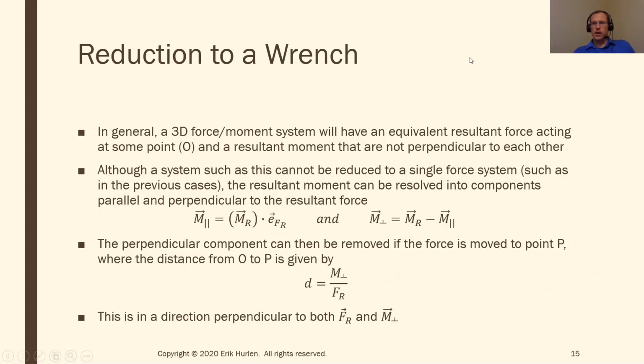And then the last thing is reduction to a wrench. If you have a general three-dimensional system, not necessarily coplanar, not necessarily parallel, not necessarily any of those special cases, we can't specifically break it down into just one single force. Before, I could take all my forces, turn them into a force and a moment, and then turn that into a single force. For a general 3D system, you can't always do that. The best you can do is turn it into a force and a moment that lie on the same axis and act at the same point.